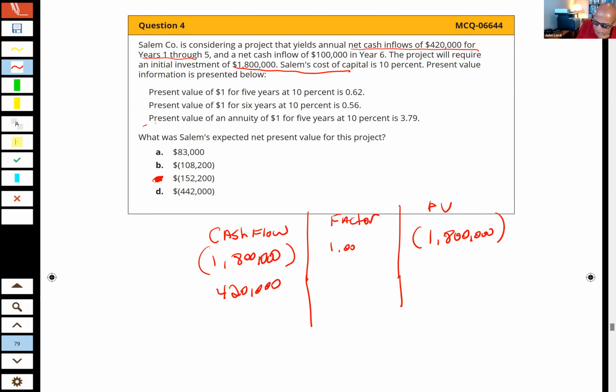And of course, I'm multiplying here. So I get this 3.79. Okay, and when I get the 3.79, I have this 1,591,800. Now I don't know if any of the choices that were provided just compared those two numbers. This would give me a negative net present value.